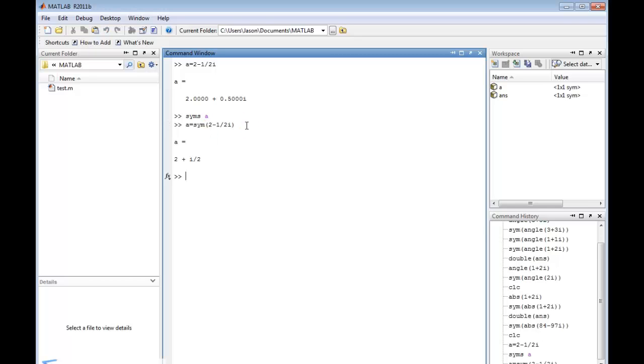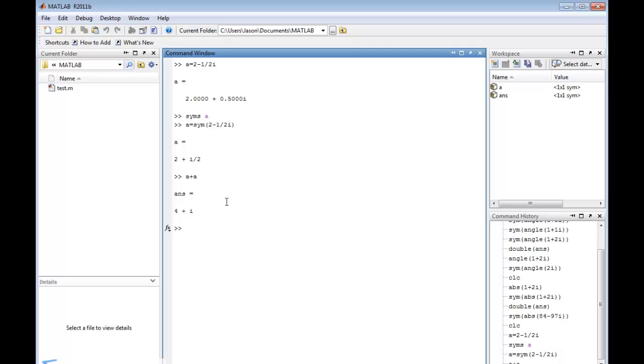Now when I hit enter, it doesn't respond with 2.00 plus 0.500i. It returns the exact value, 2 plus 1/2 i, or i over 2, because it's treating everything exactly. Notice a is still defined as a symbol. That means it's going to try to do all calculations exactly. This isn't going to make too much difference for something like a plus a, because that's easy. You add the real part, you add the imaginary part, and you get this right here.